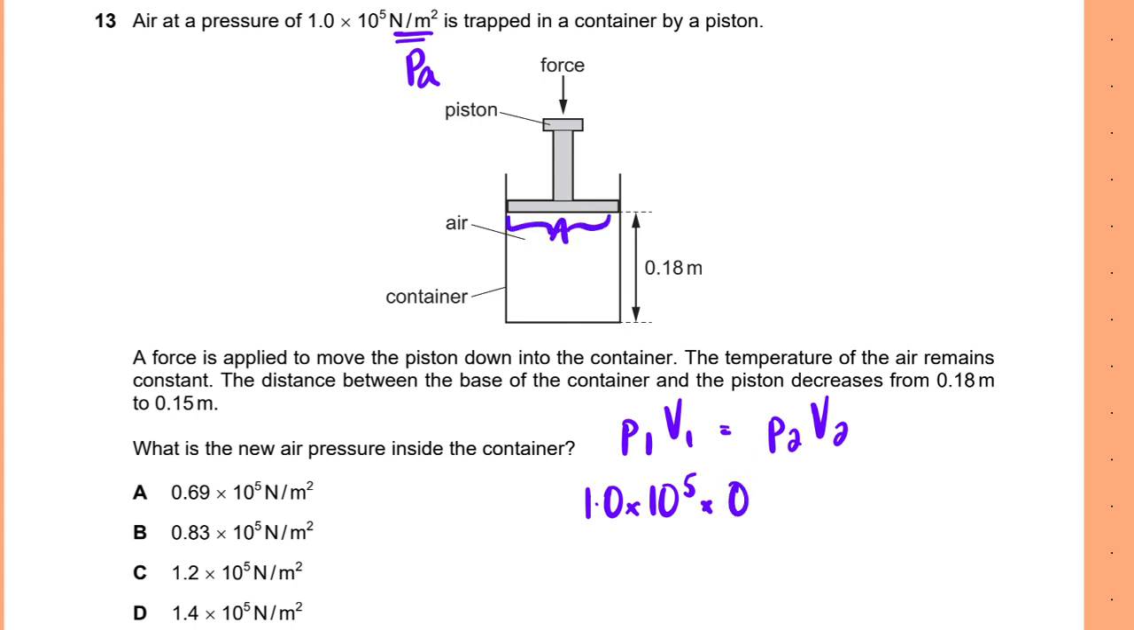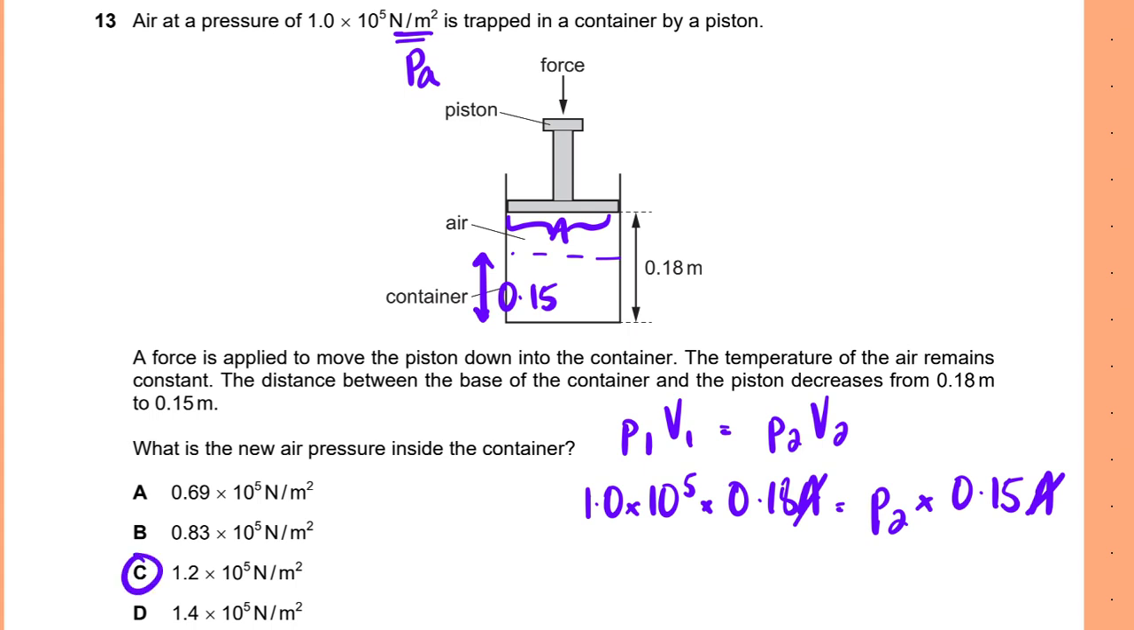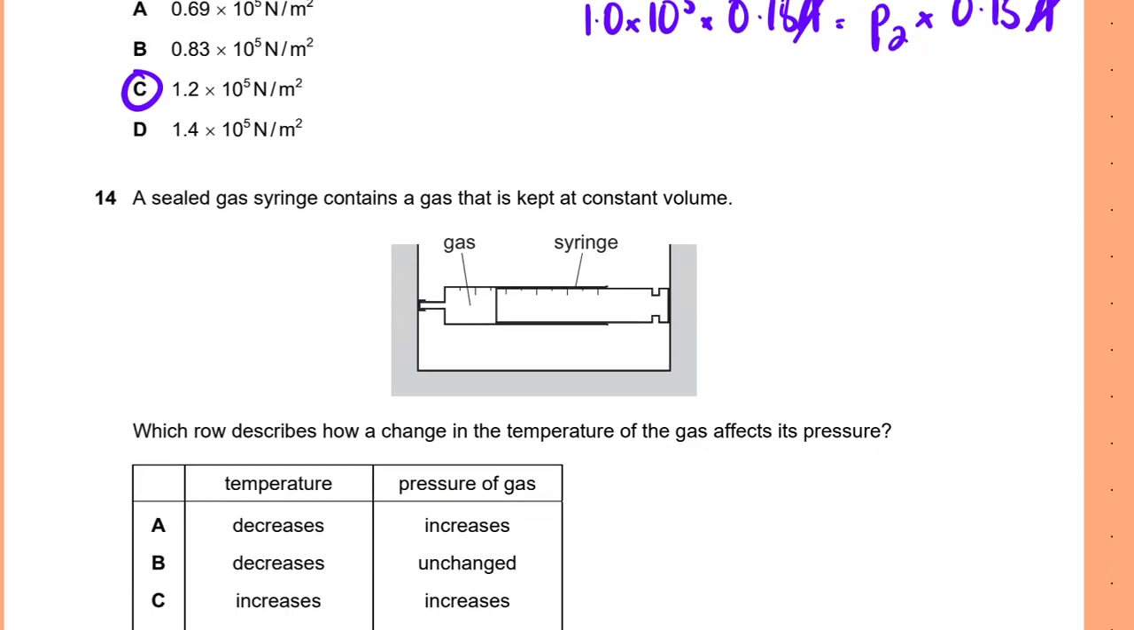So times 0.18A equals P2, the new pressure that I need to find, times V2. So now this distance would be 0.15, so it's going to become 0.15 times A. A's cancel out. So 1 times 10 to the 5 times 0.18 divided by 0.15. So the answer for this one turns out to be 1.2 times 10 to the 5 pascals.